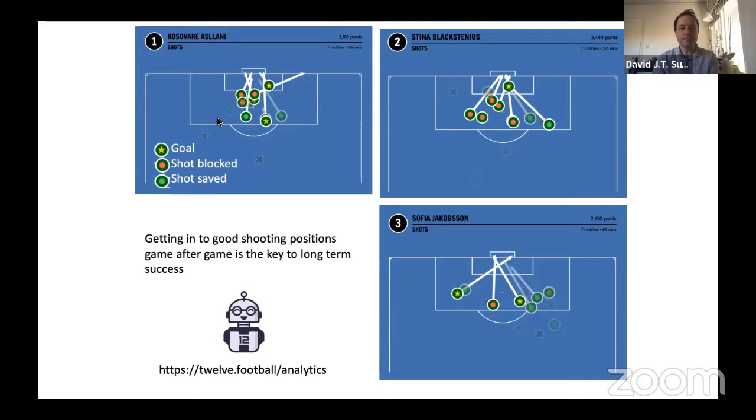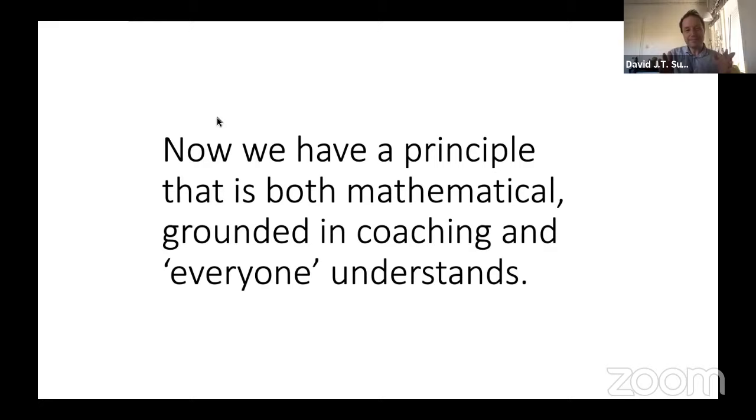The reason I want to do that is because it's the principle we then use in the next stage. Now we have a principle, and this is what I really like about expected goals. It's both mathematical, fitted using a statistical model, and grounded in coaching: the angle, the amount of the goal you can see. And it's something that everyone understands. I hope that I can explain expected goals to anybody who's interested. You probably have to have an interest in football, but you can explain to anybody what expected goals is.